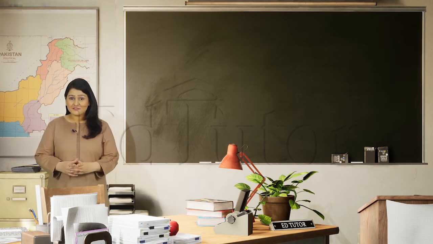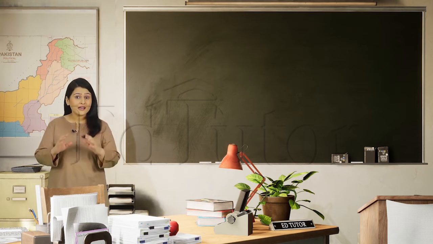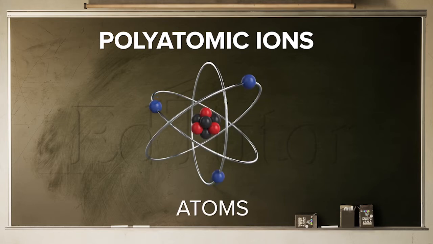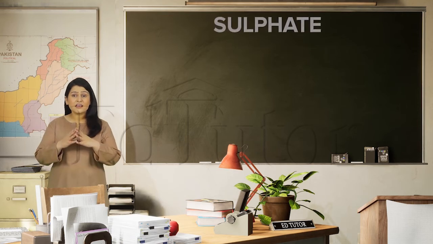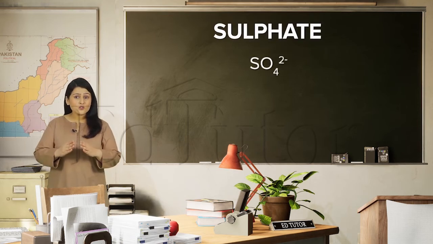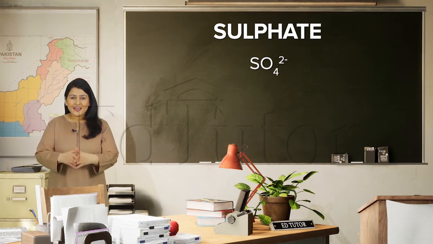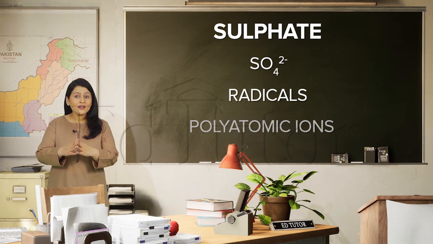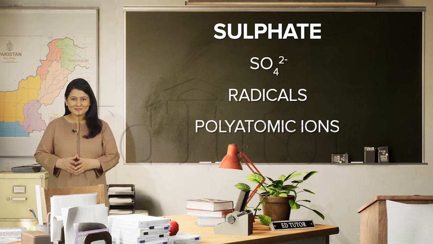Moving on to step 5. You are already aware that some ions are called radicals, and these ions are those which have 2 or more atoms and have a net charge. For example, if I say sulfate, it means SO4 with the 2 negative charges. So we have sulfur and oxygen combining with 2 negative charges. Hence, these are called radicals. Sometimes we call these polyatomic ions as well.